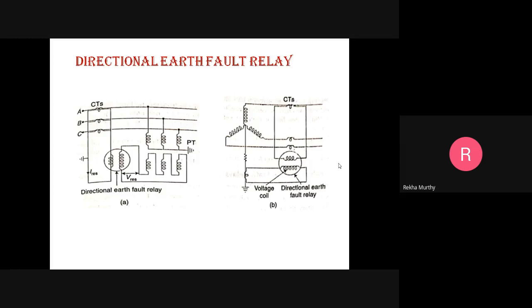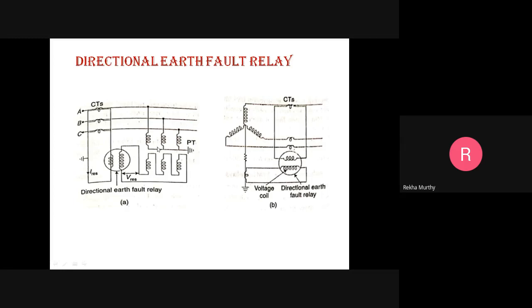The directional element has two coils. One coil is energized by the current and the other by the voltage. The current coil of the directional element is energized by the residual current and the potential coil by the residual voltage, as you can see here in this diagram. They are provided with the current coil and the potential coil.